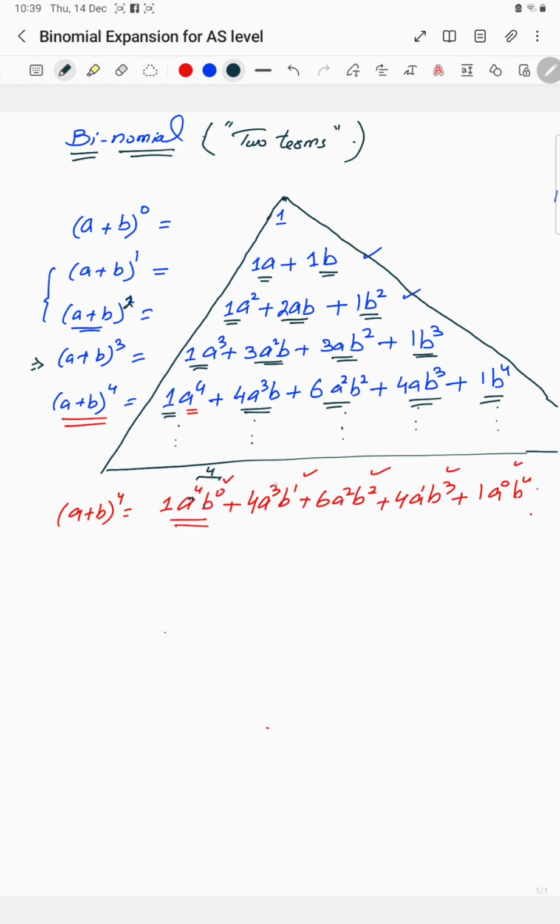3 plus 1 is 4, 2 plus 2 is 4, 1 plus 3 is 4, and 0 plus 4 is 4, right?